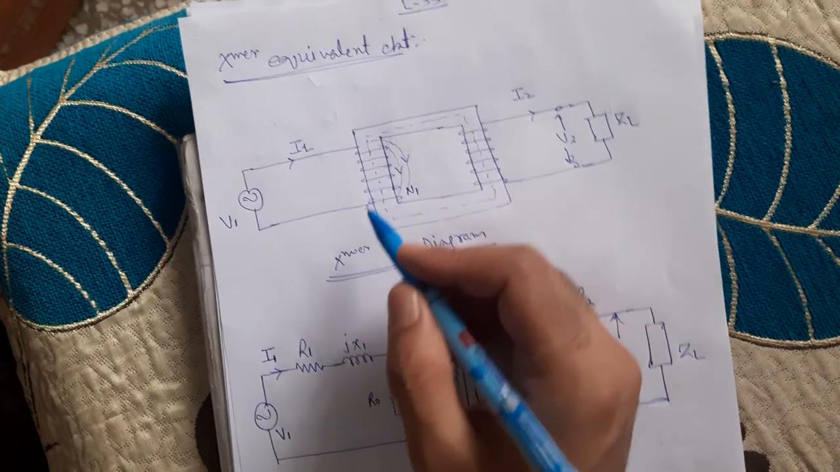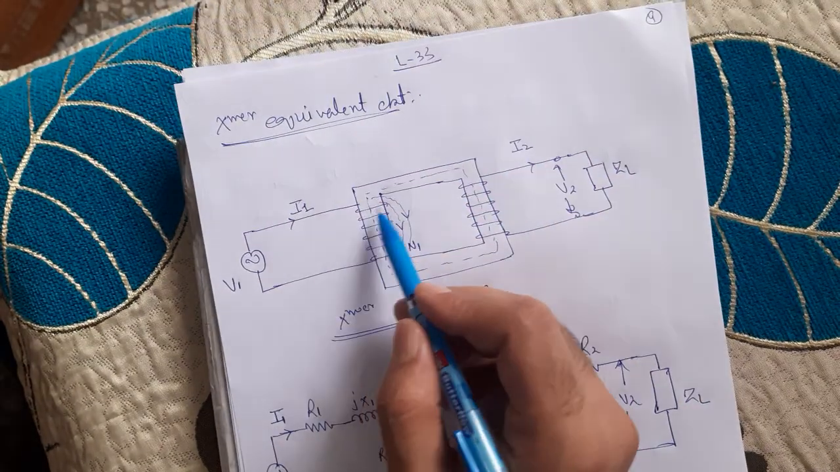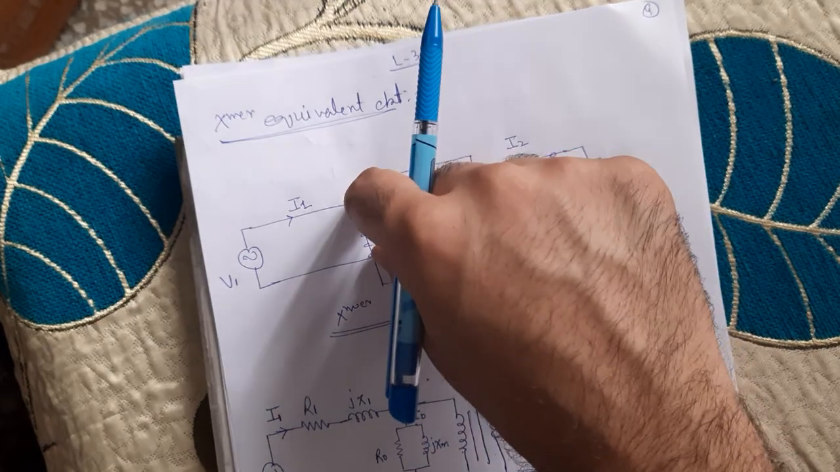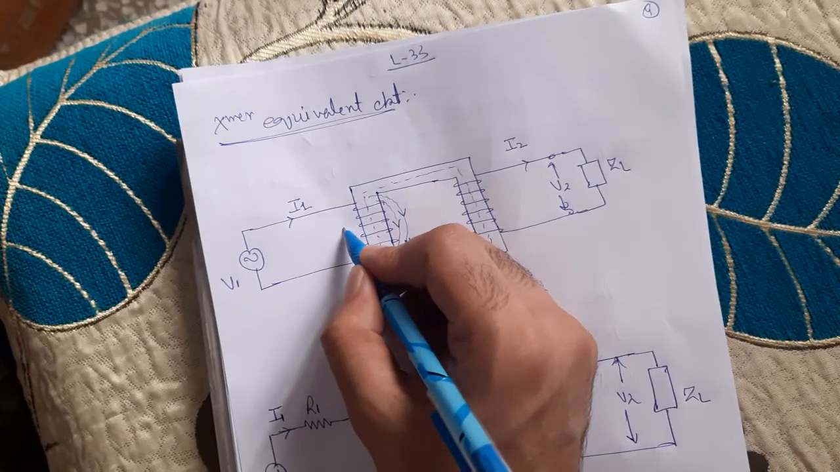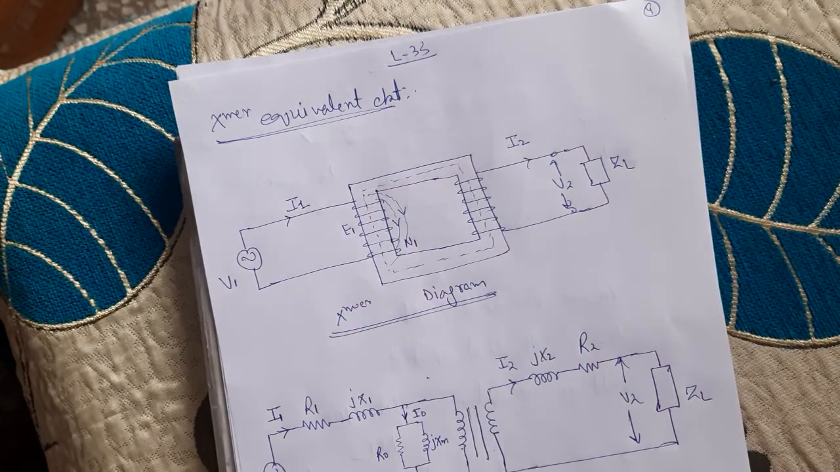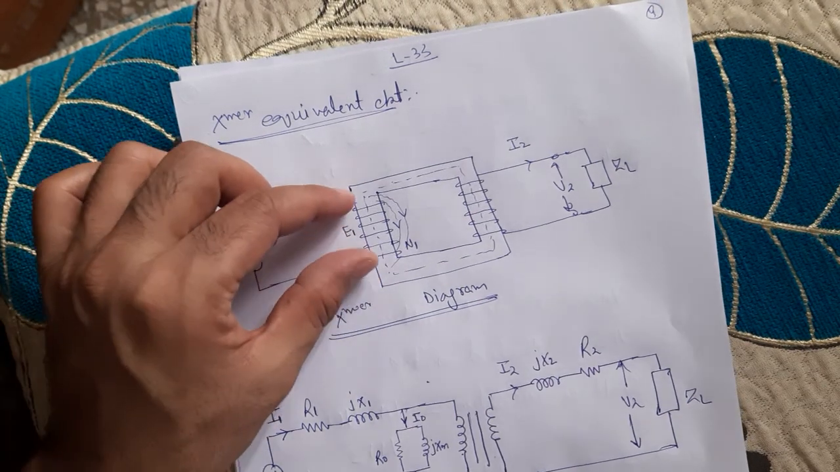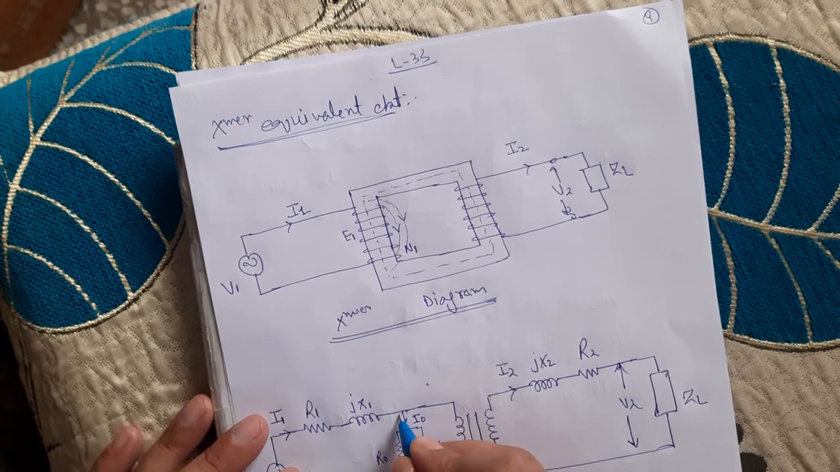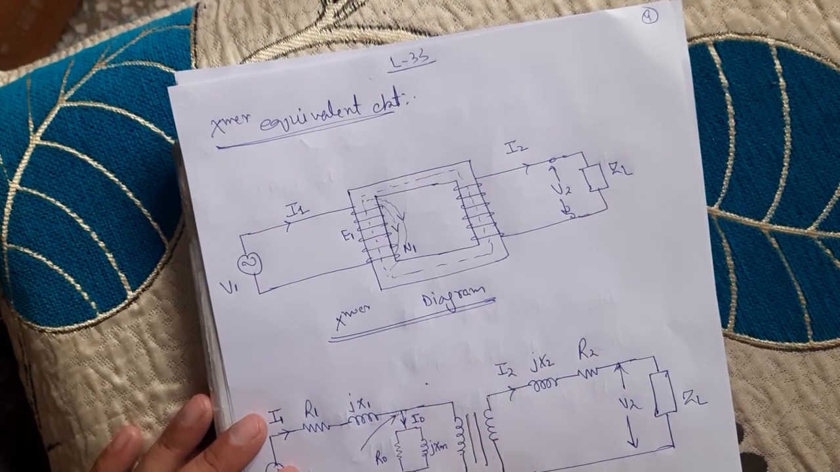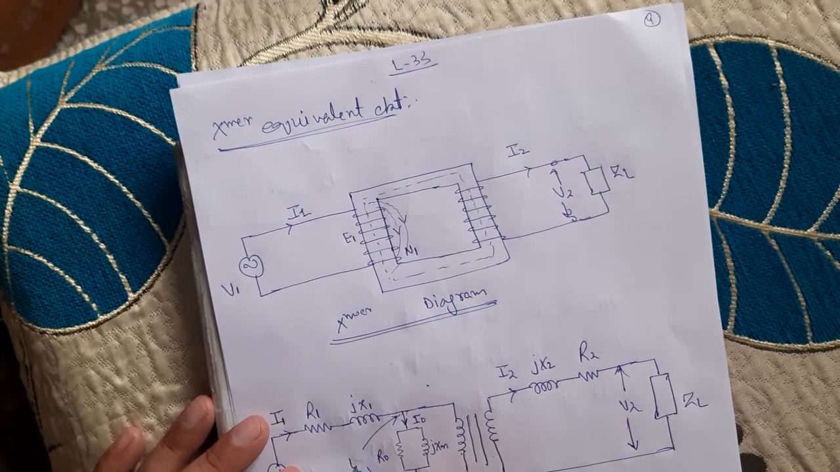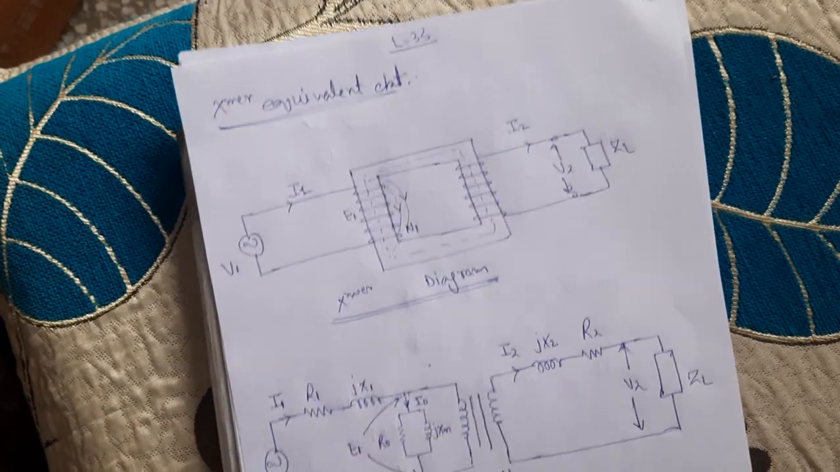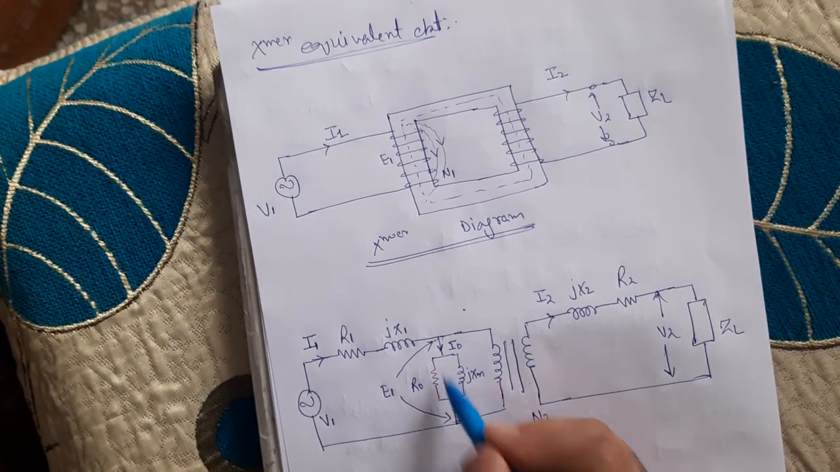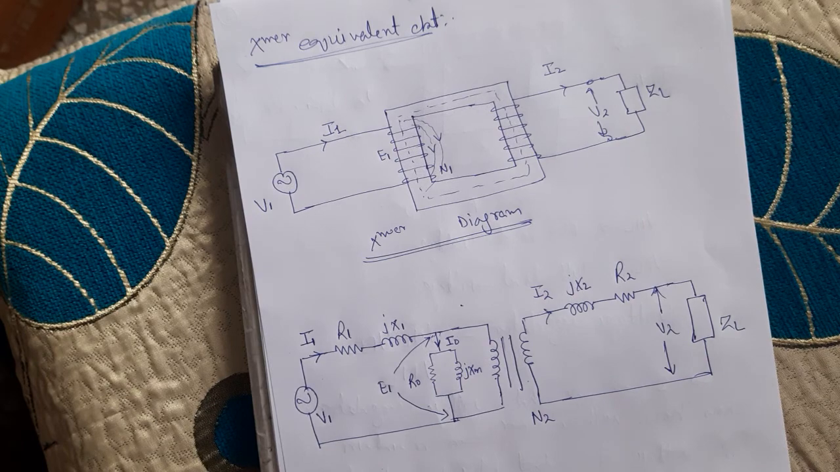I told you earlier that because of the changing flux, some voltage will be induced in these turns, which I called E1. So what is E1? E1 is the voltage across these terminals, between these two terminals. Got it?